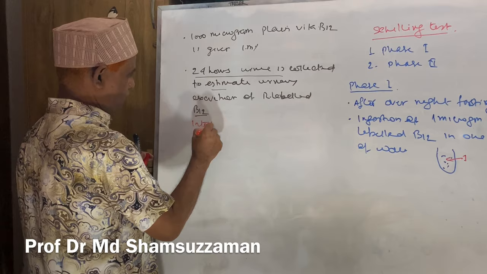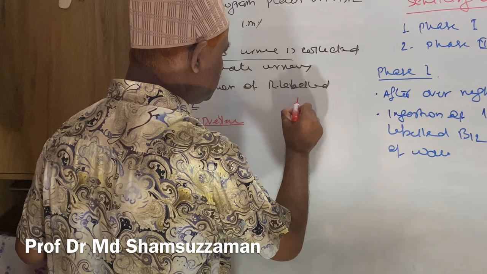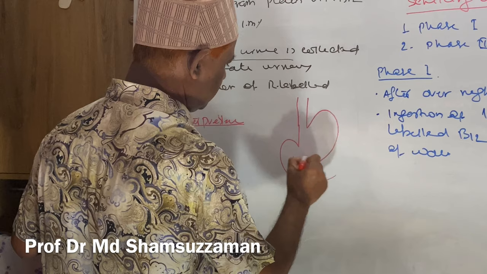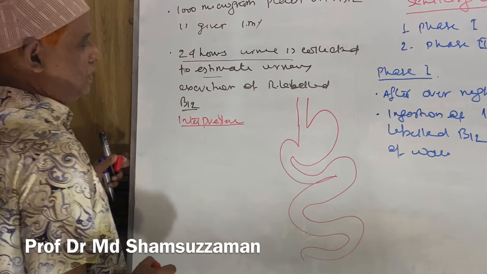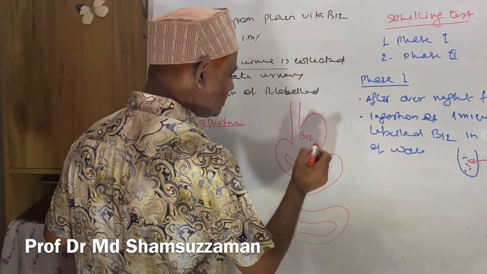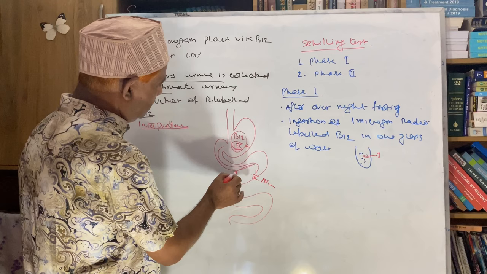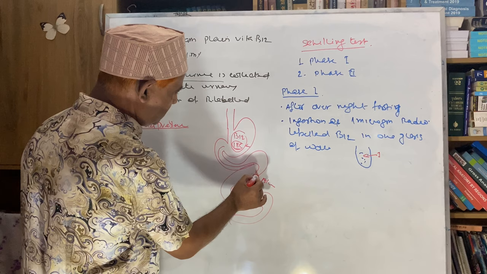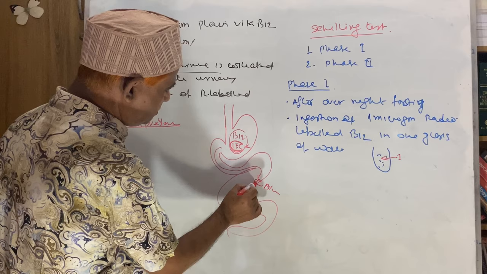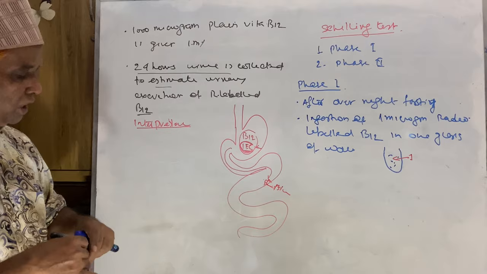Interpretation of the first phase. If this is the stomach, and this is the intestine like this, when vitamin B12 comes into the stomach, the stomach secretes intrinsic factor of Castle. Dear audience, the combined form of intrinsic factor of Castle and vitamin B12 comes to the intestine, and there is a receptor for this intrinsic factor. Due to the presence of the receptor, vitamin B12 is absorbed into the blood. This is the normal physiology, the normal pathway of absorption of vitamin B12.